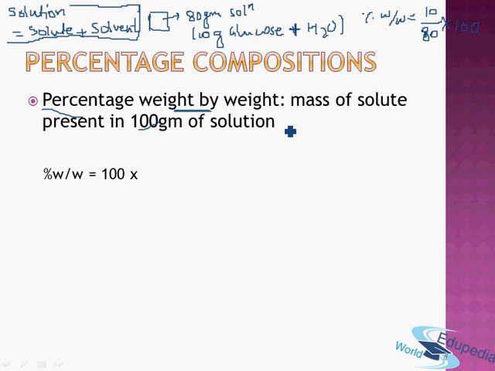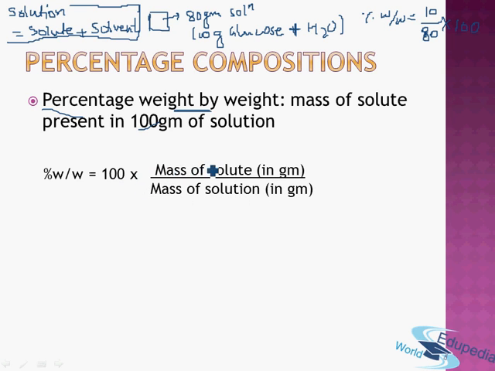That will be percentage weight by weight. This is the concentration unit that we have to calculate. Percentage weight by weight is equal to 100 multiplied with mass of solute in grams divided by mass of solution in grams. Okay, you have to be careful with the units. You can take mass of solute in kilogram, but then mass of solution must also be taken in kilogram. The mass units you have used in numerator and denominator must be the same. You cannot use two different units.